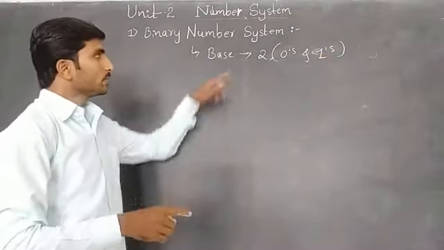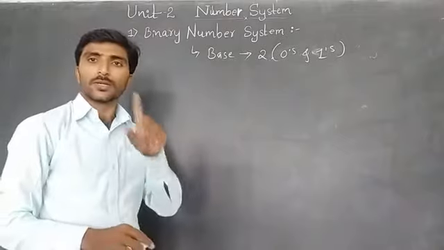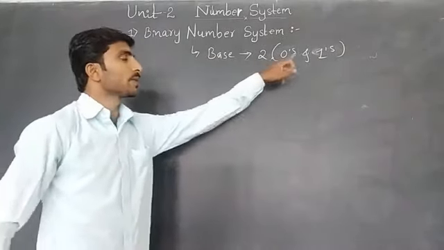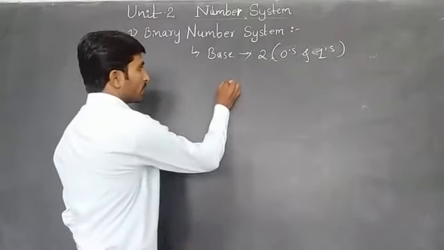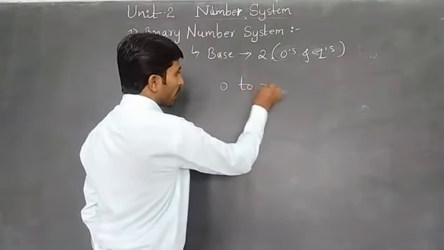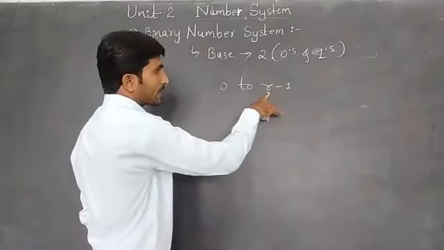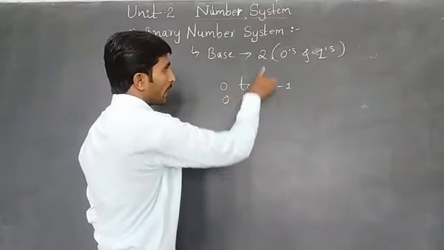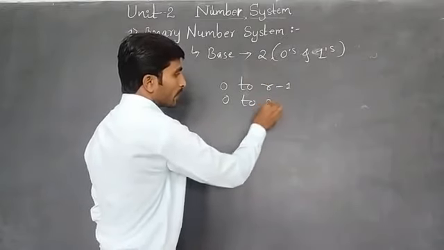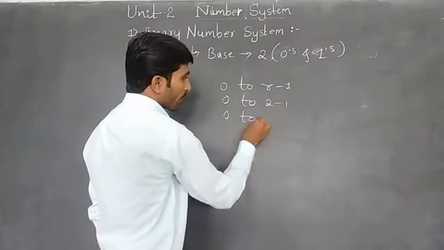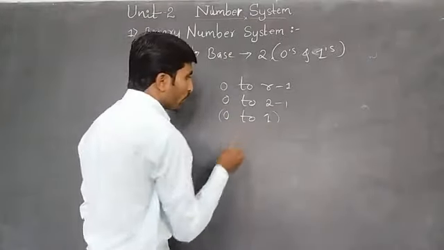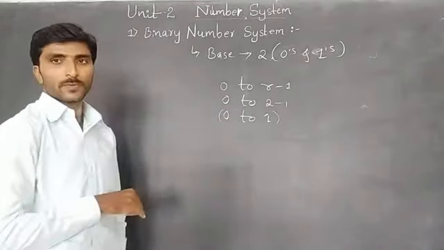Why does it have only 2 values? Because according to the formula, there is a formula 0 to r minus 1. R means radix, that is base or radix you can say. So 0 to r minus 1, where r is 2, gives 2 minus 1, that is 0 to 1. So in the binary number system we have only 2 values, 0 and 1.